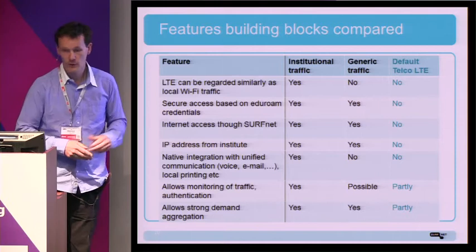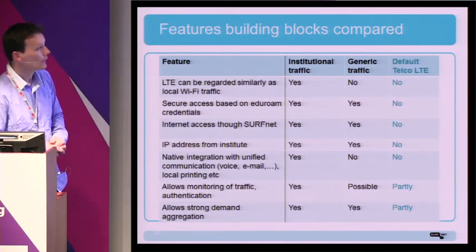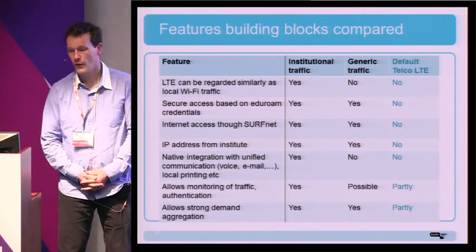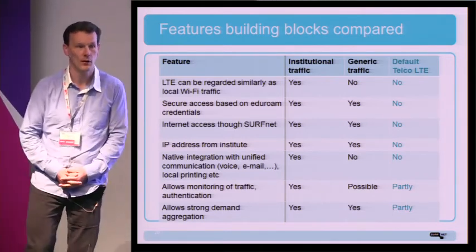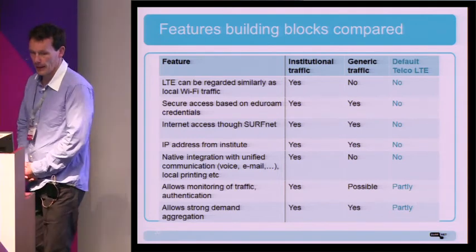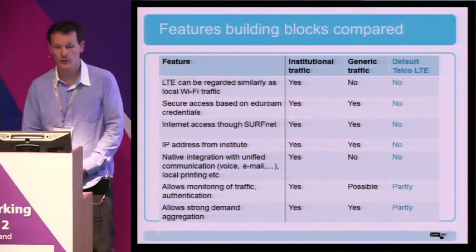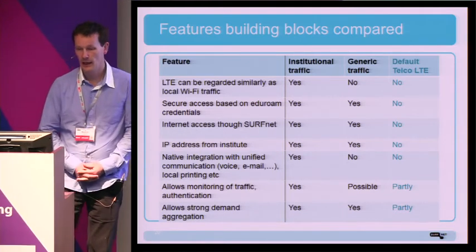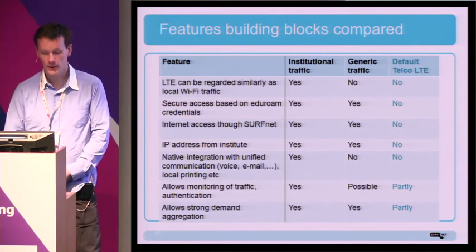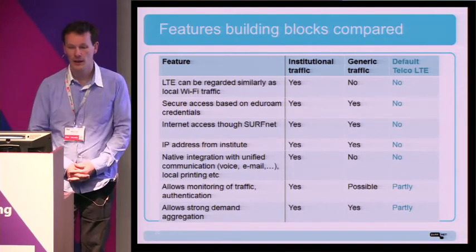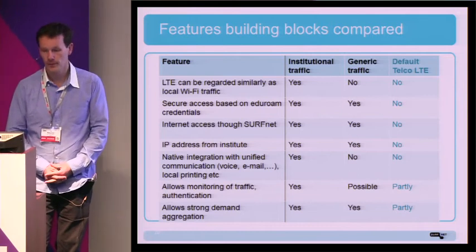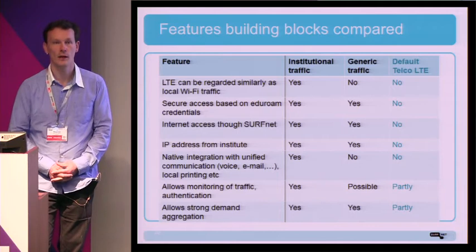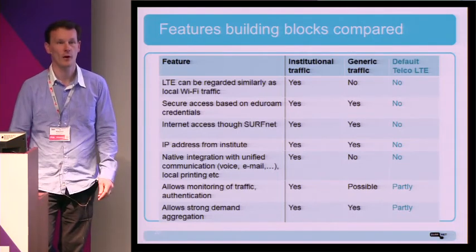You can compare the features, which is done in this table. You can see that institutional traffic has the advantage that the traffic can be regulated locally. For both of the flavors, secure access based on eduroam credentials counts, as well as internet access through the NRN. Also, an IP address from the institute is possible, and if you want to have really unified communication integration, you need the institutional traffic option.